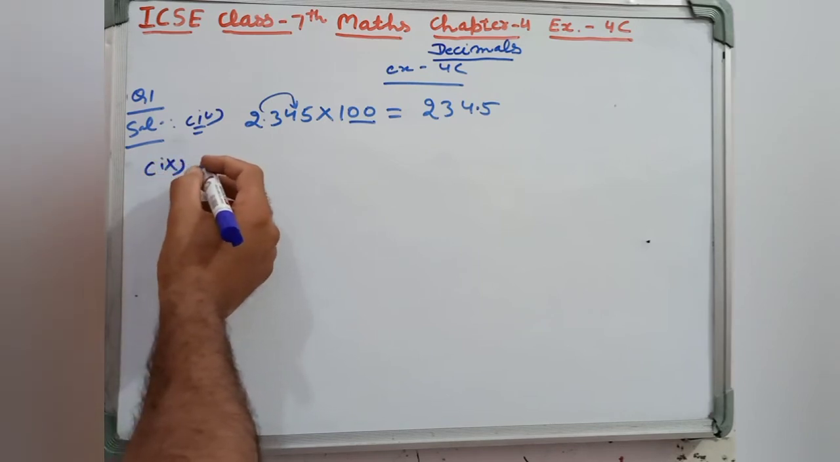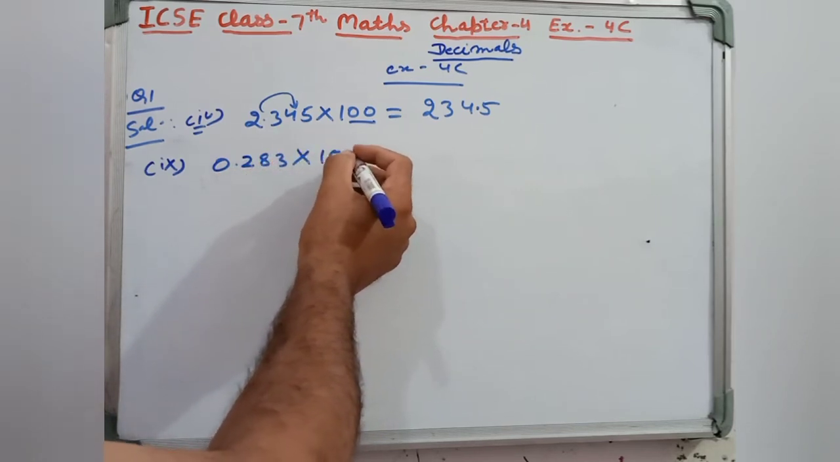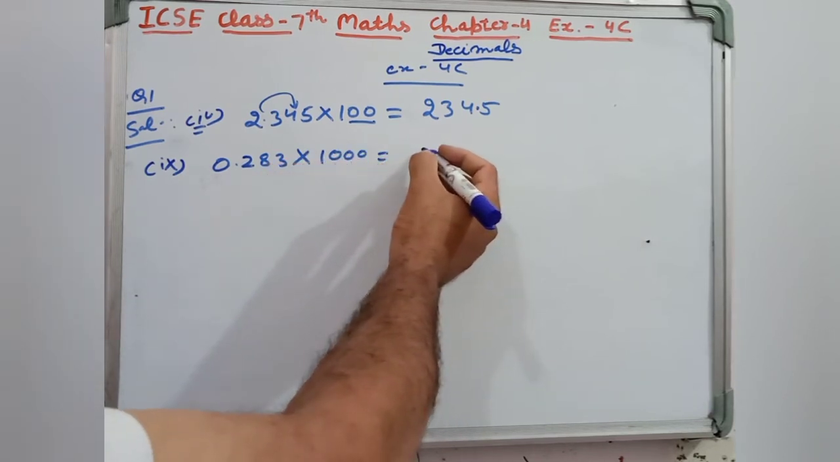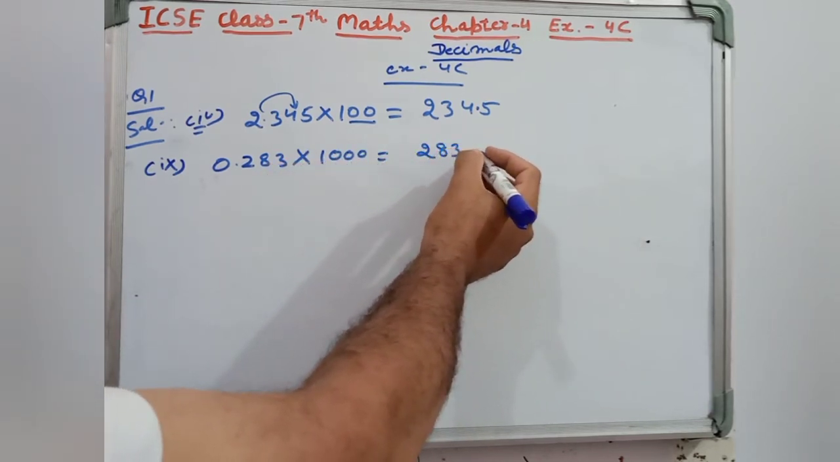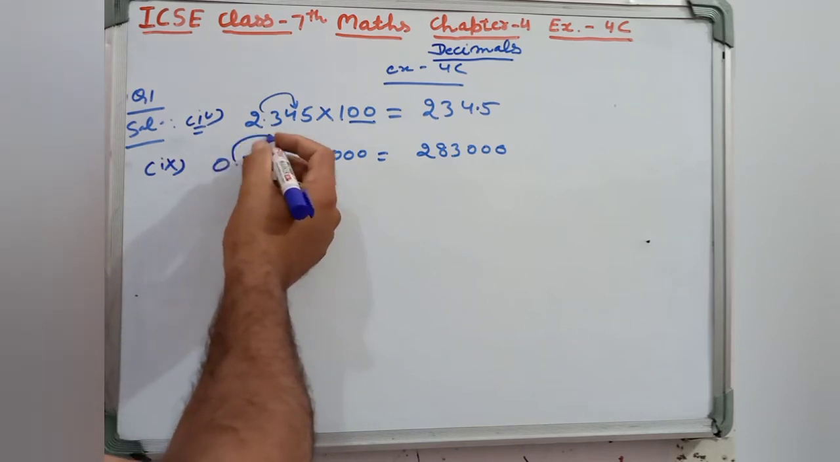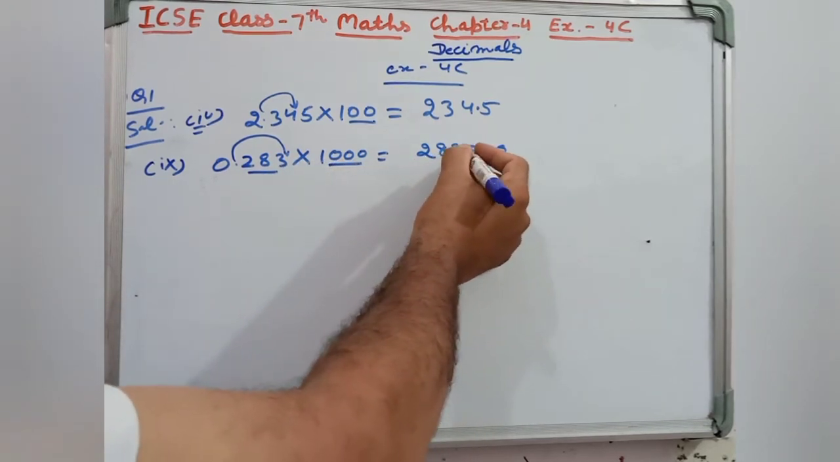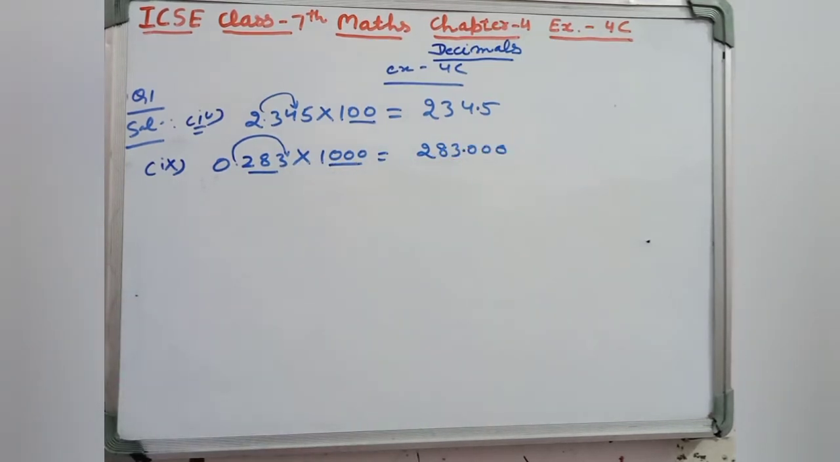Now we will move on to question part 9. 0.2833 multiplied by 1000. So we will write 2, 8, 3, 3. So we have to move this decimal place. How many places? According to 3 zeros. So our decimal will come here after 3 decimal places. 2, 8, 3, 0. Right.